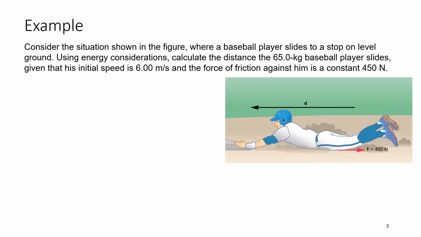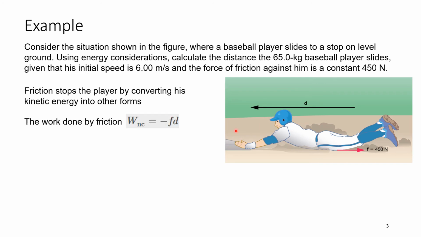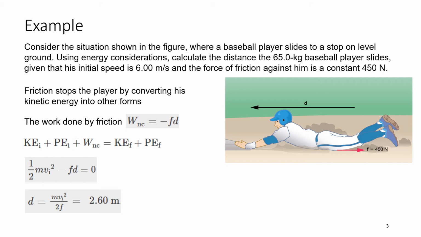Let's look at this example together. When a baseball player slides to a stop on level ground, friction stops the player by converting his kinetic energy into other forms, including thermal energy. The work done by friction is W_NC equals minus Fd. Using this equation, since the baseball player has no potential energy and his final kinetic energy is 0, only the initial kinetic energy and the work done by friction are included. The distance d equals 2.60 meters.